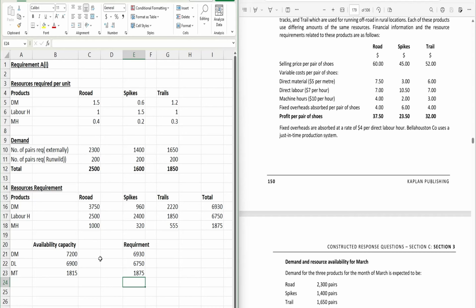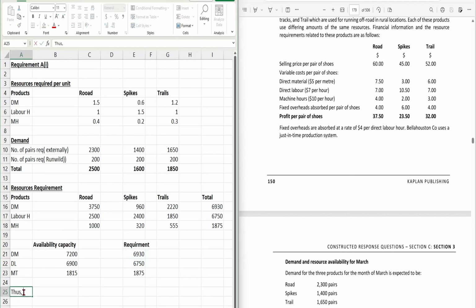So you can see if we look at our availability, the material available is 7200 but we are only using 6930, which means some is spare, unused. So this is not the bottleneck. Similarly for the labor, it's fine that we have enough labor hours, but in case of machine hours we need more than what is available for us. So we can write it down here.